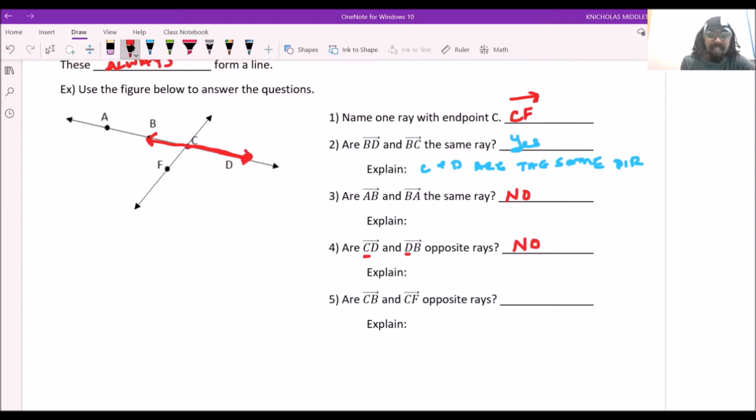And then number 5, it says ray CB and ray CF are opposite rays. So are they? Let's look. CB, CF. At least with this, we needed the diagram because they have the same endpoint and could be opposite rays. But as we look at it, CB over here, CF over here, do they make a line? No.